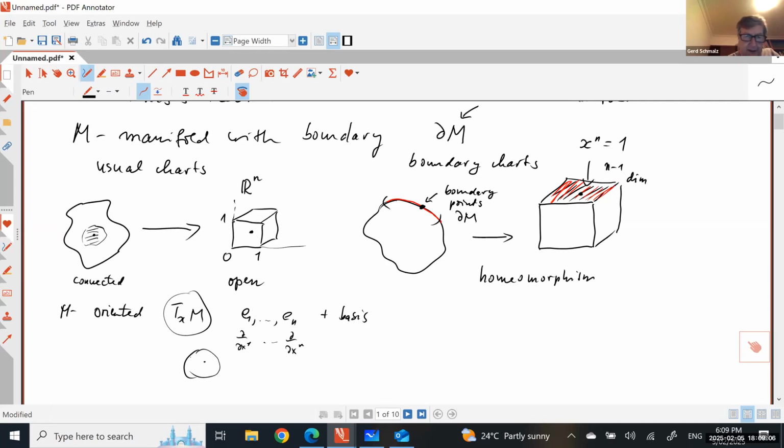So we can extend this orientation to some open neighborhoods, and because of the connectedness, this orientation actually extends to the whole manifold, if we can do that. So it is uniquely determined, but manifolds may not be orientable.